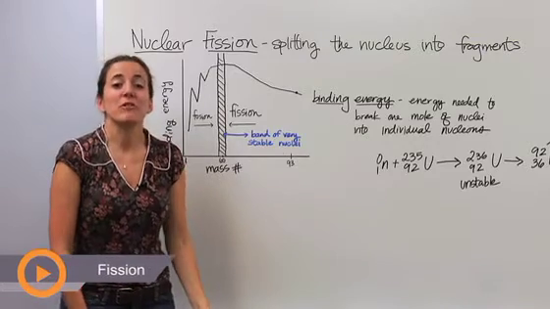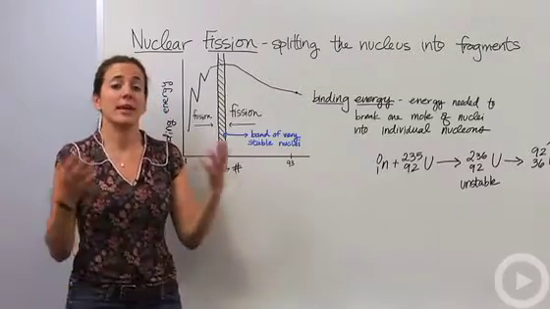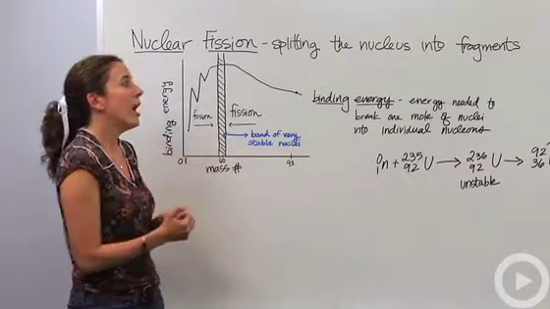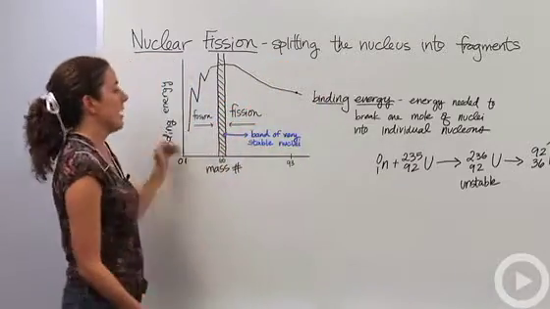We're going to talk about nuclear fission. Nuclear fission is what happens in nuclear power plants when we're gaining energy. We're talking about nuclear reactions, that's when we split the nucleus into fragments. And why do we do that? So let's look at this graph.